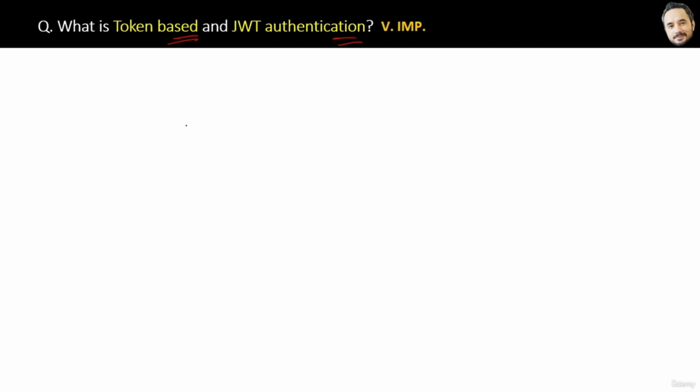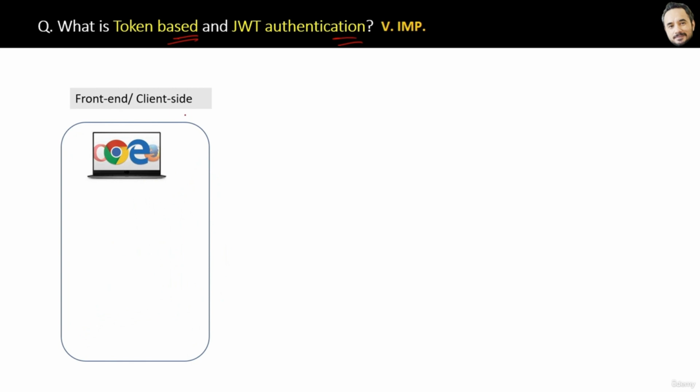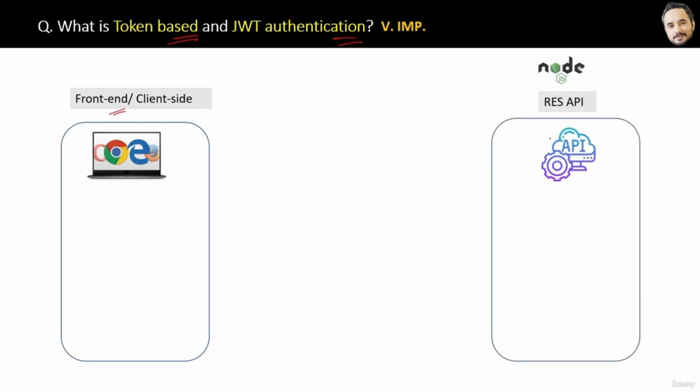First, the main players in the authentication process. First is our browser, which will act as the front end. And then we have the REST API in Node, which you can also call middleware, server side, back end. Now there are 8 steps in this authentication process of JWT.